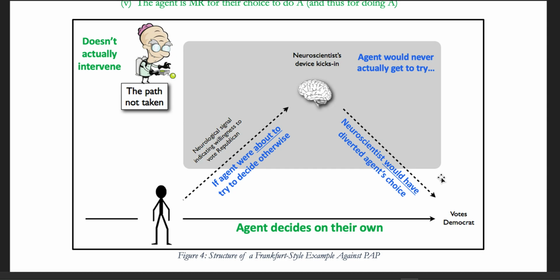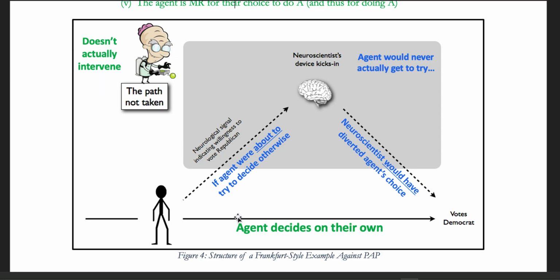Okay. So if they were about to try to do otherwise, then they would be forced to vote Democrat. They'd be forced to do A. So all this stuff in blue here is a hypothetical or a possibility, right? It doesn't actually happen. It's the path not taken. This is what would happen. They would be forced to do A by the neuroscientist's device if they were about to try to decide otherwise.